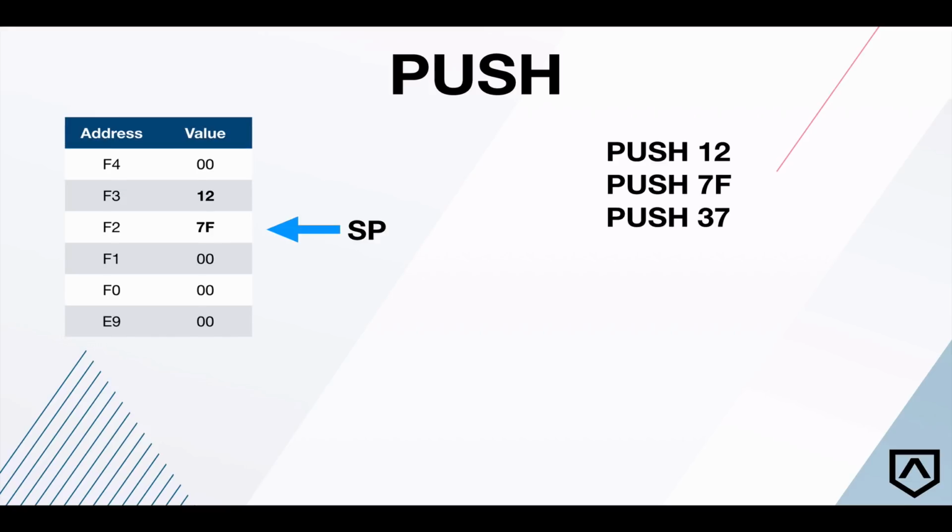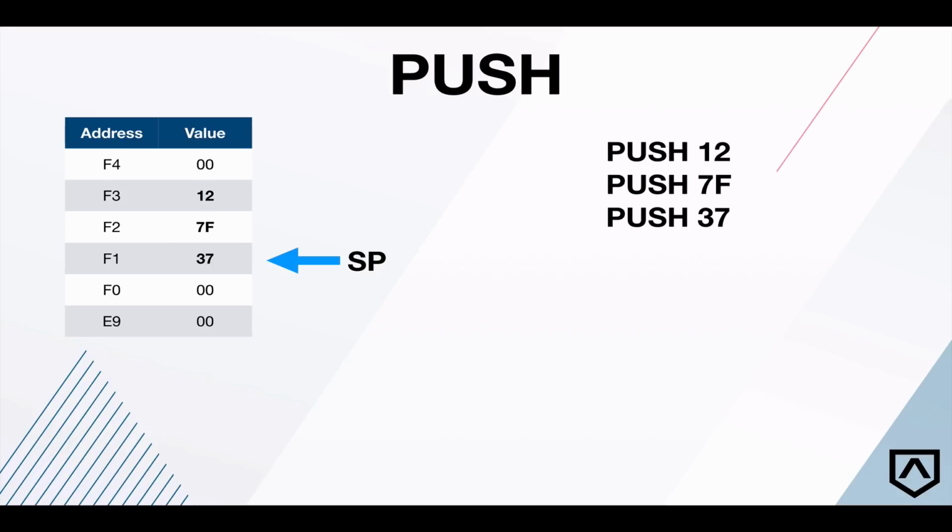Now let's push 37 on there. Same procedure. Decrement stack pointer, store 37 at that address. And so you see we have our stack. It is growing downwards towards our program, which is shown off screen somewhere, way down at address 0, 1, 2, and 3, and so on. But we've got 3 items pushed on there. We push 12, 7F, and then 37.